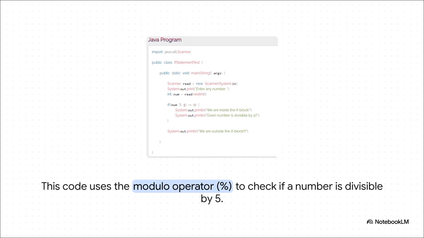Let's make this real. Have a look at this example. This little program asks for a number, and then we get to our condition. If num%5 equals 0. Now that percent sign, that's the modulo operator. All it does is give you the remainder of a division. So what this condition is really asking is, if I divide this number by 5, is the remainder 0? In other words, is it perfectly divisible by 5?